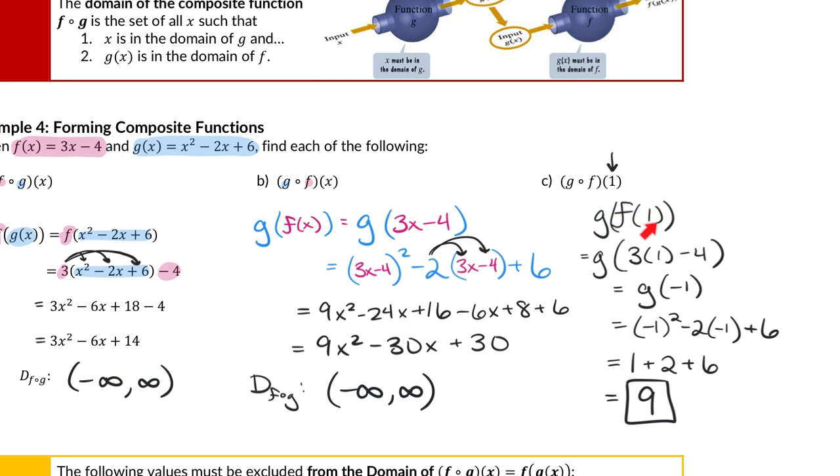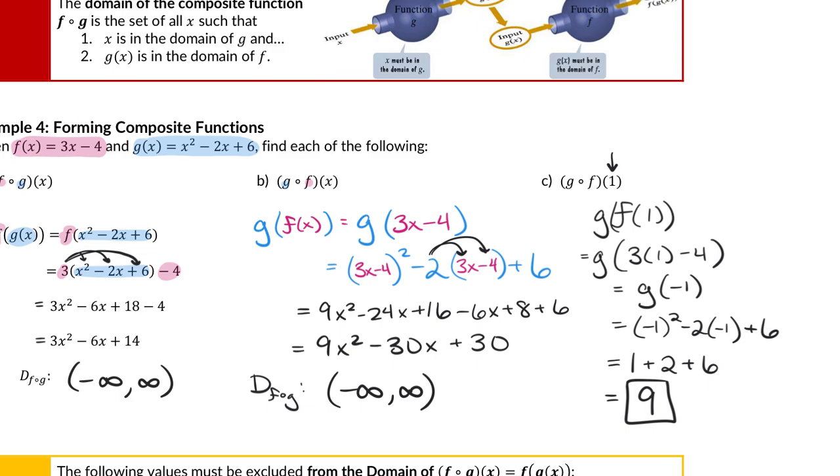F of 1 says to take 1 and plug it into the f function. We do that. We get negative 1. This is saying take negative 1, plug it into the g function. Boom. So I have an input that becomes an output. That output I plug in as an input, I get an output. It's a chain reaction. Oh, so that's where that. Yes.